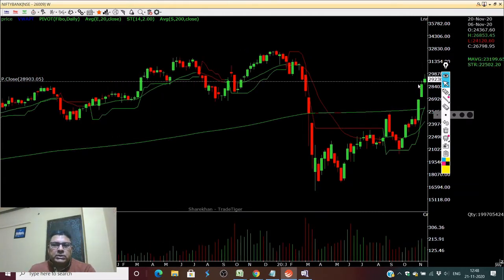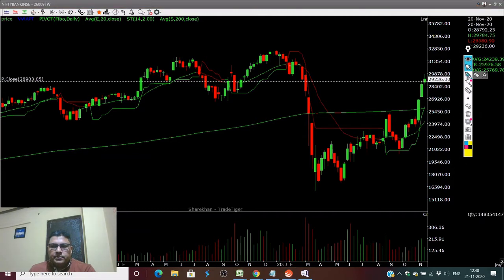On the weekly time frame, you can see the market has moved higher. From here, there should have been resistance, but the volume was very high, and the market has actually shown us a good positive response. So what is the next step from here? From here, we can expect a little bit of a fall to this level where it can take support and then again start to go up. This is how the market behaves.